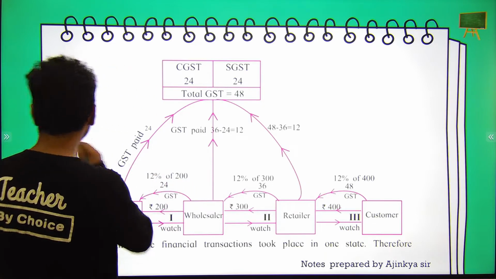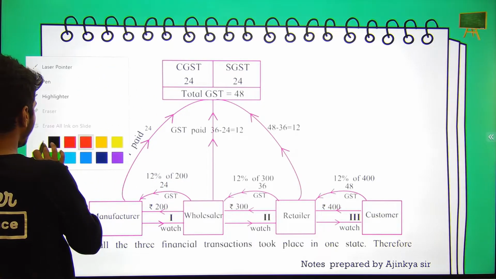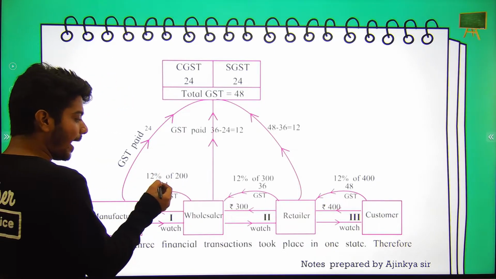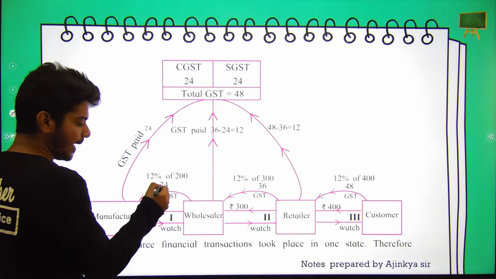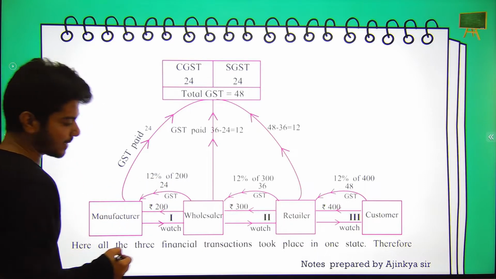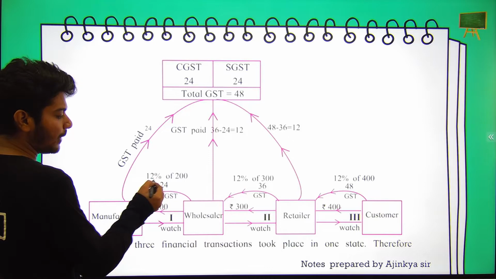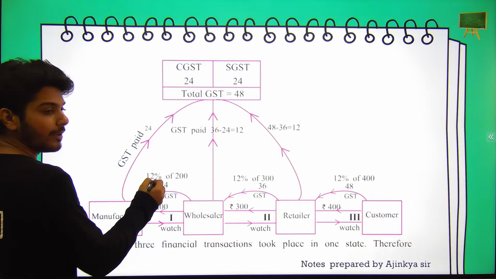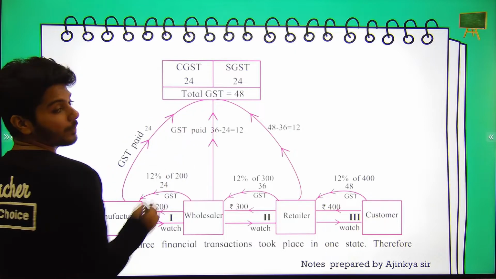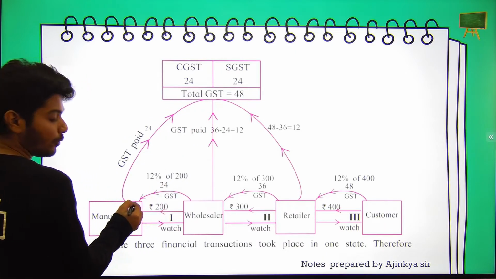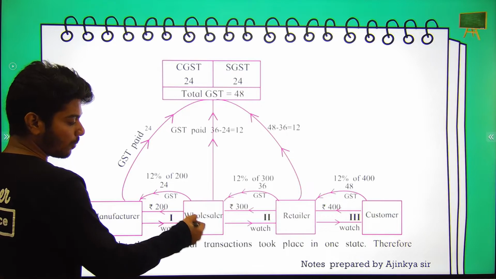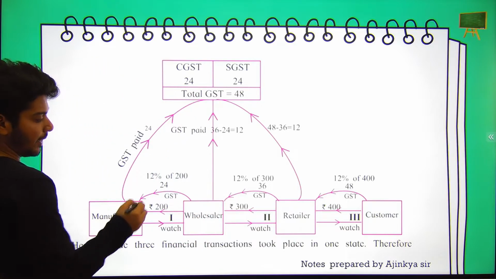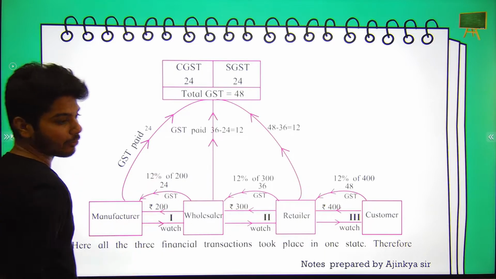What he did was he paid 200 and 12% of 200, that is an additional 24 rupees as tax. Now the manufacturer has collected this tax from the wholesaler. He will give this tax to the government. The 24 rupees he collected as an additional amount from the wholesaler, he will go and give to the government. That was the tax collected from the wholesaler.